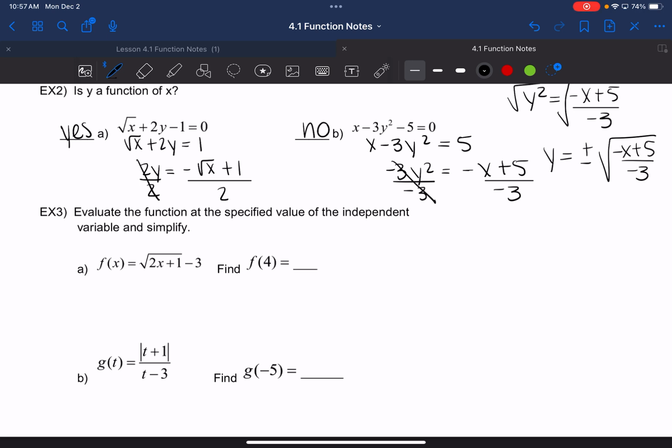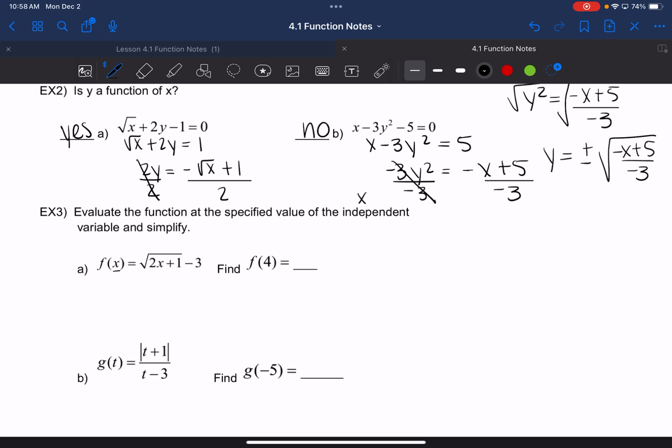In this next section, it says evaluate the function at the specified value of the independent variable and simplify. So that was a really fancy way of saying that they want you to evaluate the function for these x values and simplify. Remember, independent is your x values. So find x, plug it in, and simplify. So on part A, they tell you the function is f of x is equal to the square root of the quantity 2x plus 1, minus 3. And they say find f of 4.